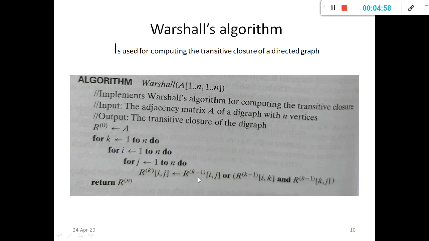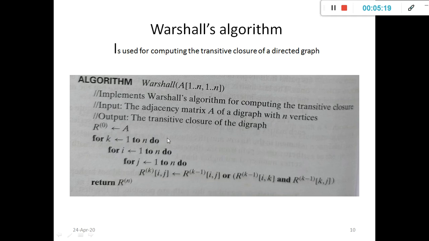If there is a direct path from i to j, then you have to initialize it to the path to the next level. Otherwise, if there is a path through any other vertex, like from i to k and from k to j, you have to find that out and put the value 1 into the resultant matrix.